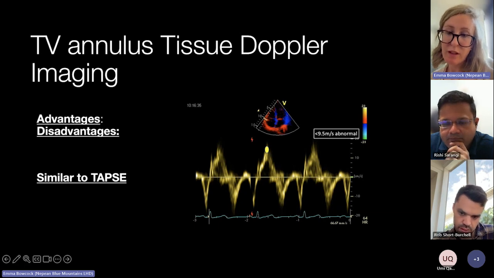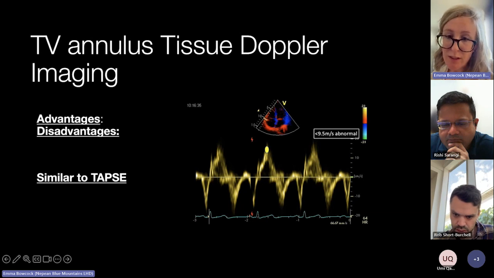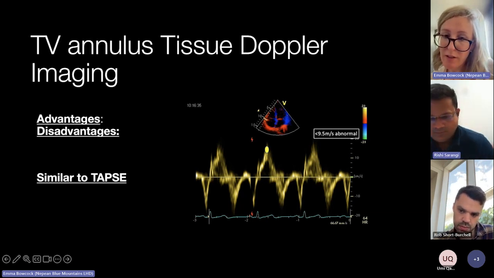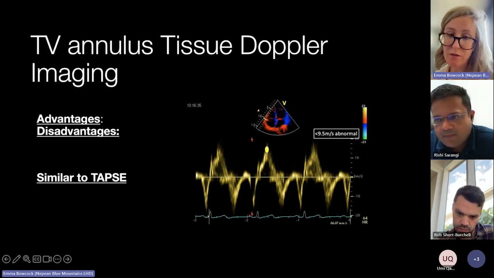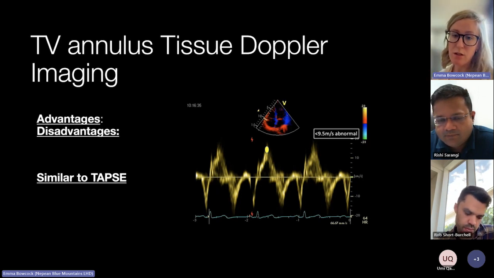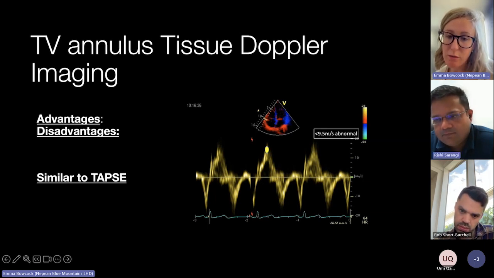And it's not perfect. I'd probably repeat this. Like I've put the measurement here, but you probably want to turn down the gain a little bit to avoid this feathering. And you want to be at the modal velocity. So this is a little bit feathered for me. I would want to repeat that and try and get a cleaner trace. Again, like TAPSE, if you're not getting a good measurement, just don't use it because it's going to be inaccurate. What's this wave here?